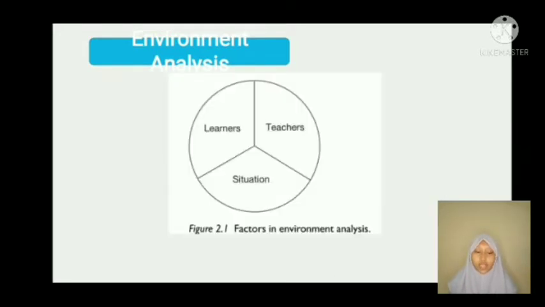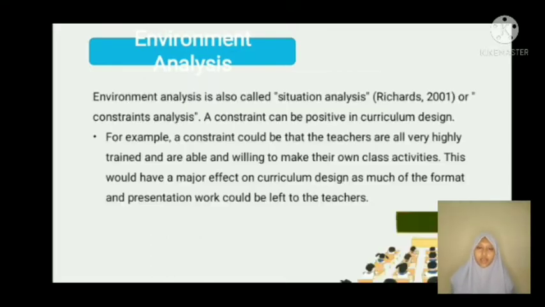And here you can see the cycle. It is about the factors in environment analysis. So if we analyze the environment, we will also analyze the learners, the teachers, and the situations. So these are 3 factors that we are going to analyze when we are talking about environment analysis. And environment analysis is also called situation analysis or constraints analysis.